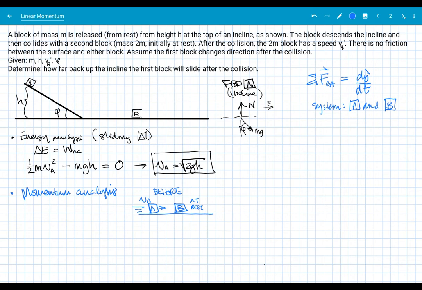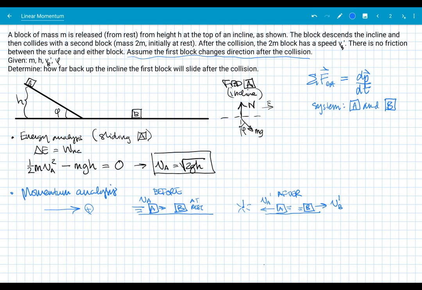Okay, and then the collision happens, right? You have your collision, boom, boom, collision. So after the collision, what's going on? Well, now block B is taking off this way. I'll call this VB prime. And block A, the problem statement told us to assume the first block changes direction after the collision. Block A is taking off to the left, and I'm going to call that VA prime. So I've got two different directions to keep track of. Momentum is a vector. I need a sign convention. I'm going to say rightward positive here.